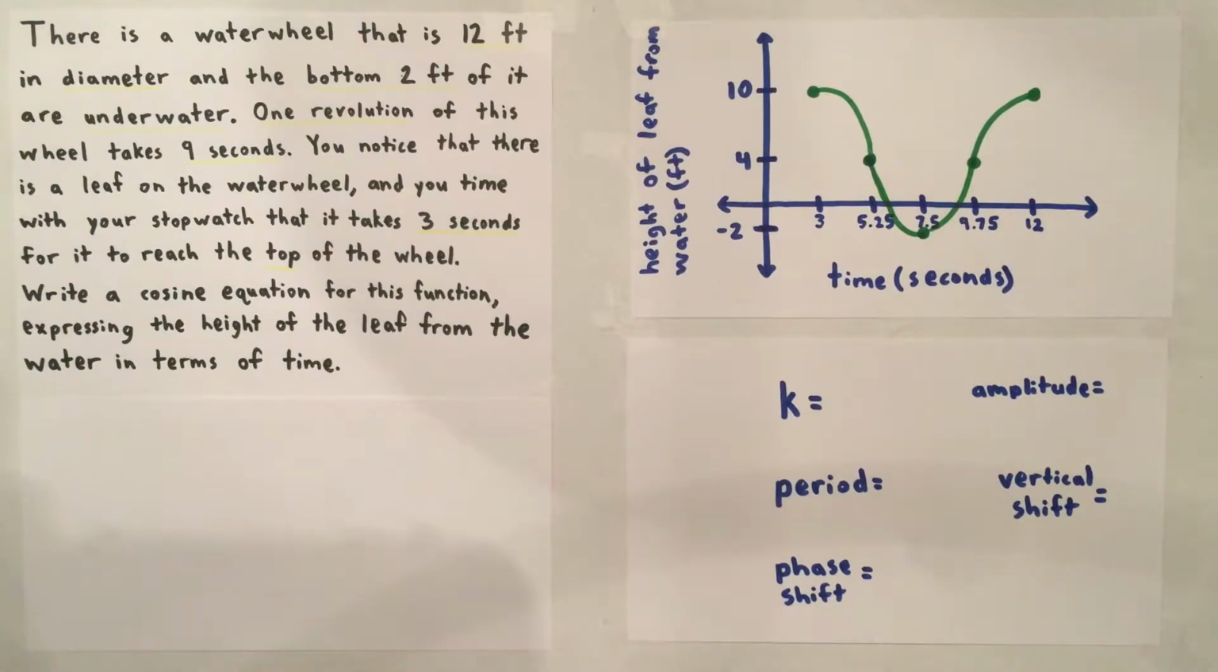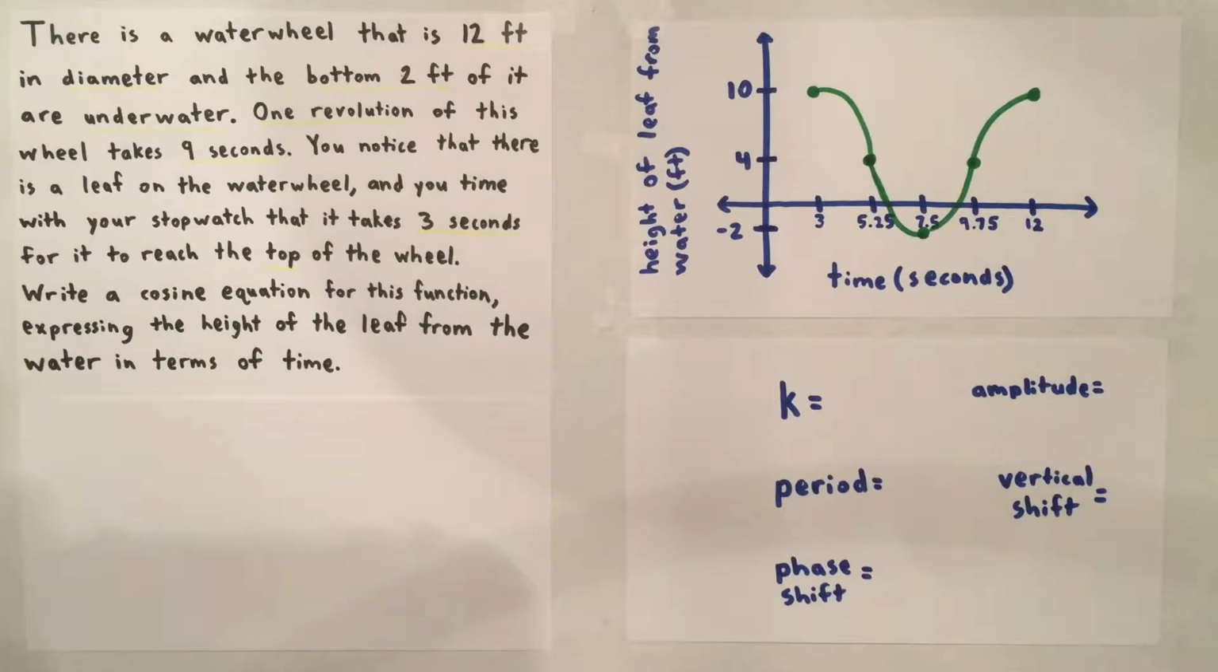Here's the problem. There's a water wheel that is 12 feet in diameter, and the bottom 2 feet of it are underwater. One revolution of this wheel takes 9 seconds. You notice that there is a leaf on the water wheel, and you time with your stopwatch that it takes 3 seconds for it to reach the top of the wheel. Write a cosine equation for this function, expressing the height of the leaf from the water in terms of time.